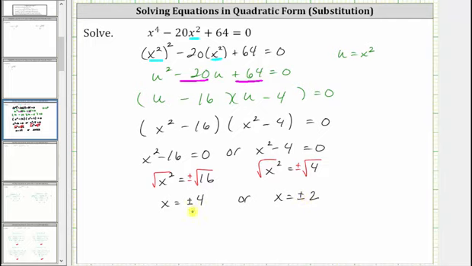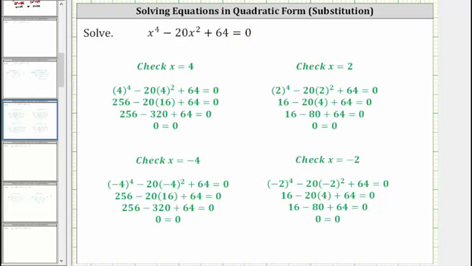To verify all 4 values are solutions, we should substitute these values back into the original equation to make sure they satisfy the equation. And to save some time, I've already done this. Here's the check for x equals 4. Notice how we get 0 equals 0, which is true. Here's the check for x equals negative 4, which is true. Here's the check for x equals 2, which is true. And here's the check for x equals negative 2, which is also true.